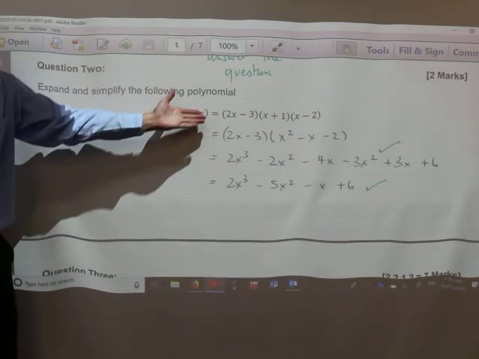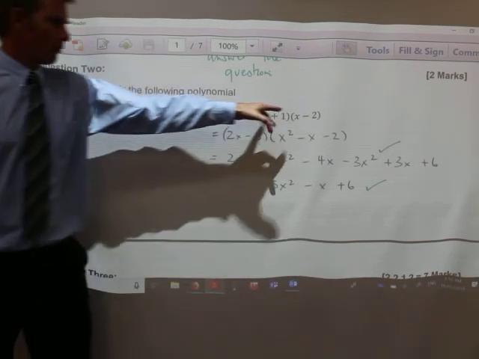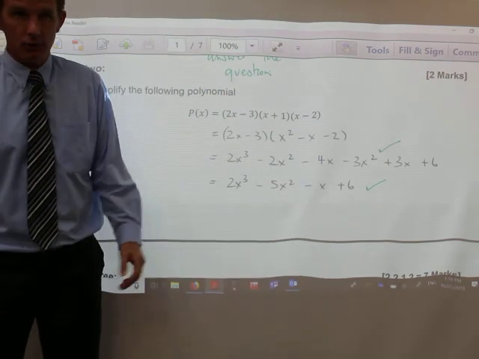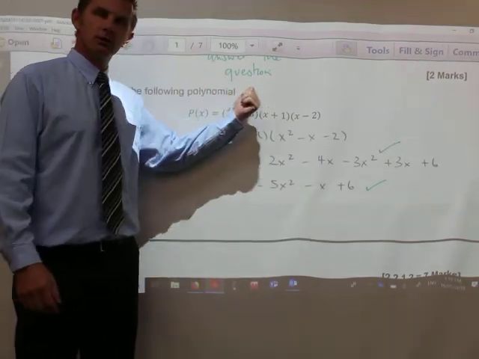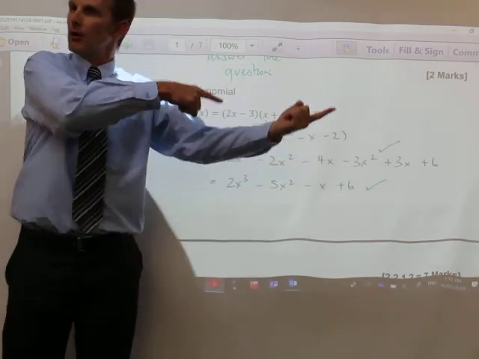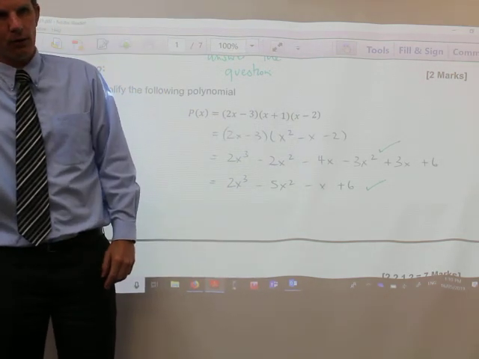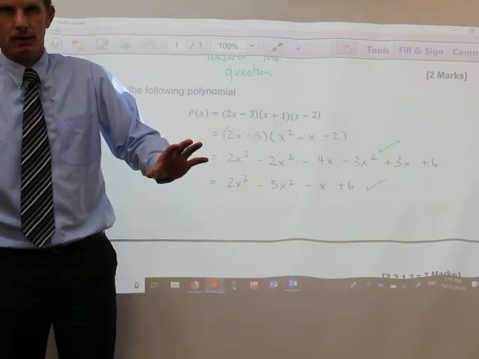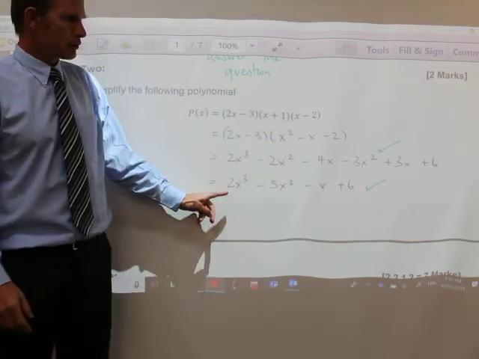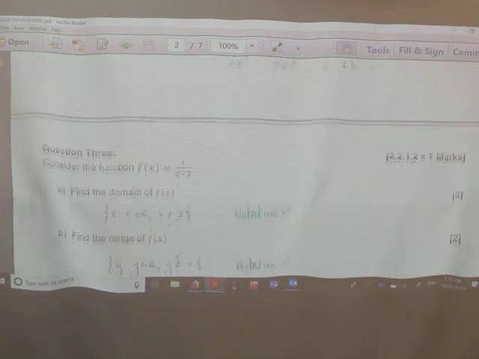Expand and simplify shouldn't have been too much of a problem there. We're really just multiplying out. Multiply 2 of them together and then multiply that in. Doesn't matter what order you do them in. Think of this as 2 times 3 times 4. If you multiply 3 by 4 and then multiply it by 2, or 2 by 3 and then multiply it by 4, doesn't really matter. You get to the same answer. So multiply 2 of them together, then multiply the third one in. You should have come up to this. Just 2 marks for that. That shouldn't have been too hard.